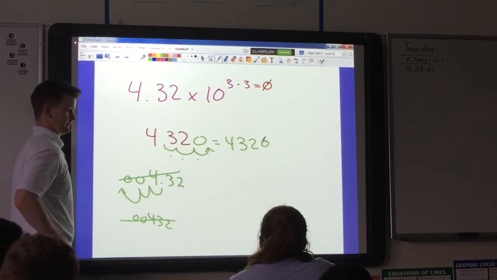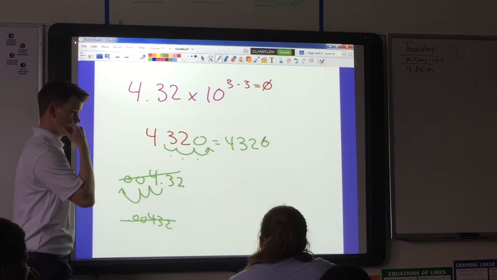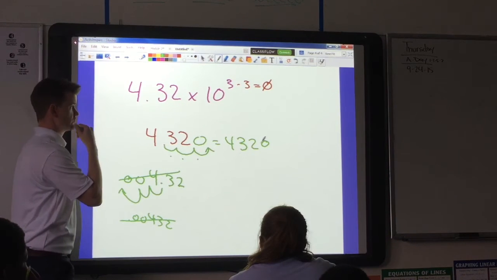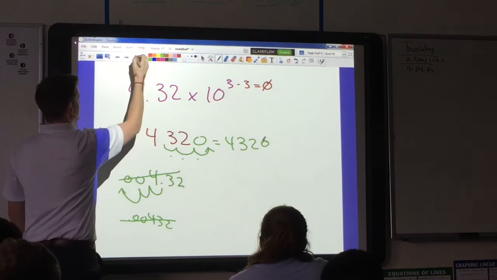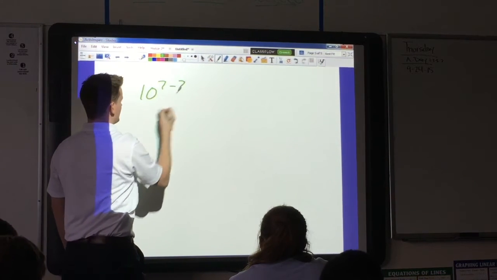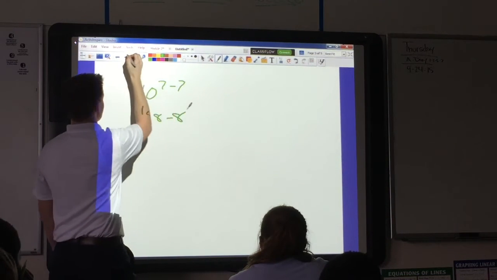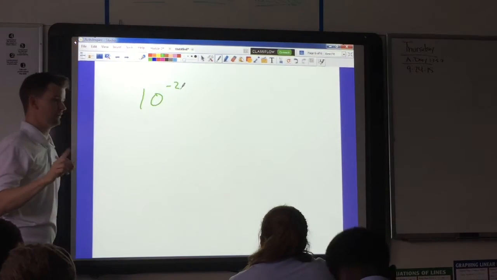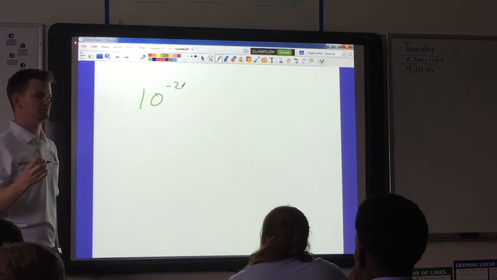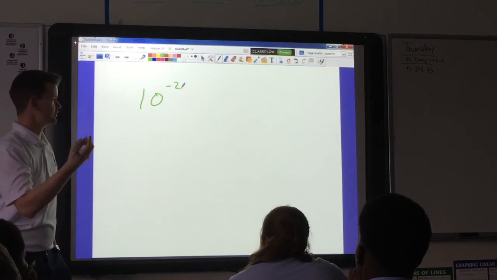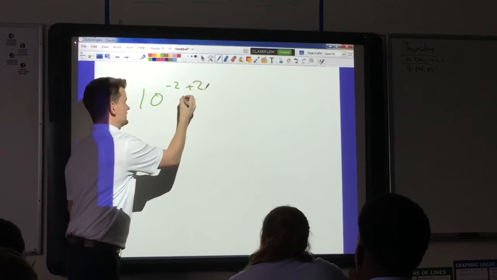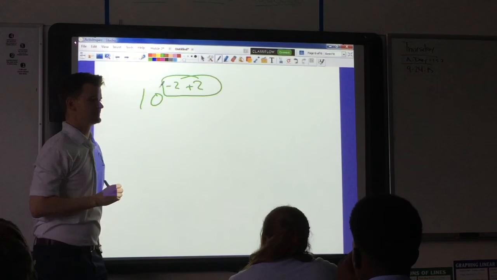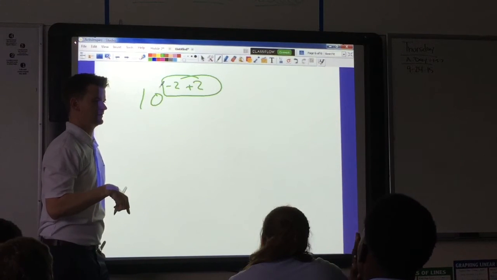So let's say it was 10 to the fifth. We should be subtracting 5. If you have 10 to the 7, subtract 7. If you have 10 to the 8, subtract 8. But if you have 10 to the negative 2, which we're going to do later on, what do I have to do to make it 0? I have to add 2. And as you're going to see, if my exponent gets bigger, what happens to the coefficient? It gets smaller.